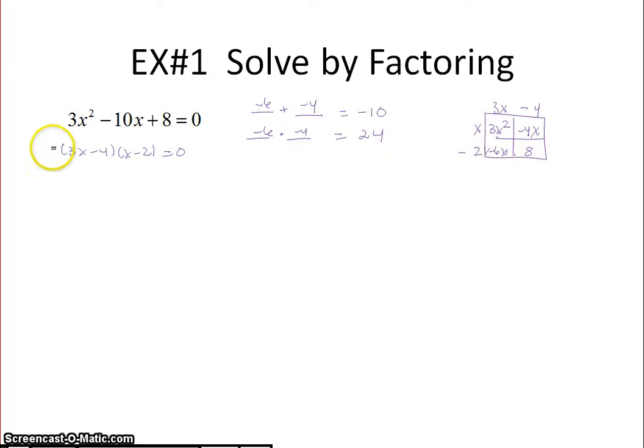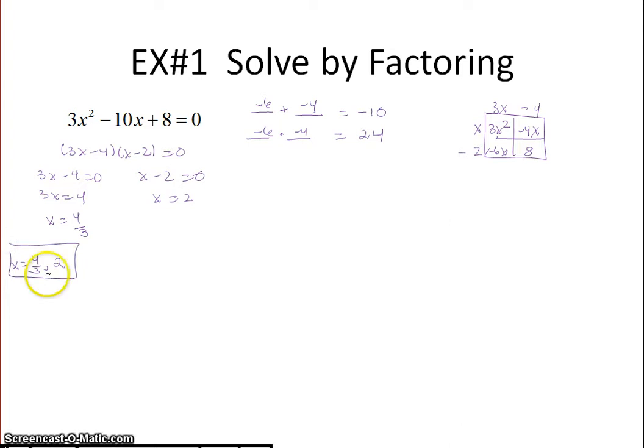Okay, so we're going to use the zero product property and set each equal to 0, and then solve. So we get x equals 2, 3x equals 4, or x equals 4/3. So we get 2 answers, 4/3 and 2. So those are our 2 answers.